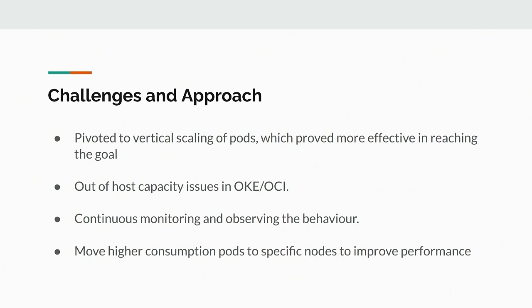For people who know about Kubernetes and its horizontal and vertical autoscaling, there are two types of scaling, horizontally and vertically scaling up and down. For the pods on which we were getting issues, we observed and maintained them with vertical scaling. Although we vertically scaled some of the pods, we still got host capacity issues in Oracle Cloud.